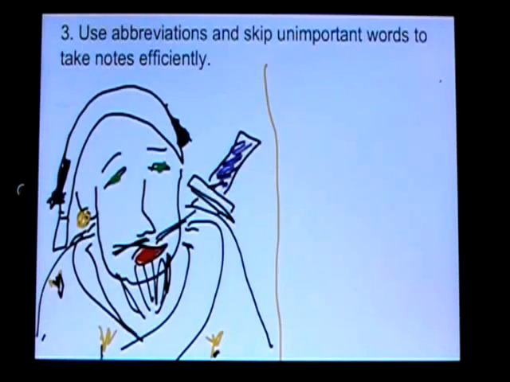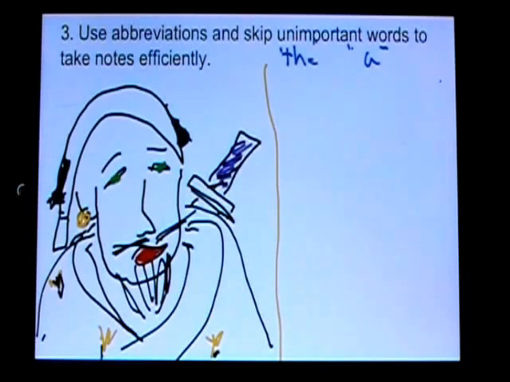Point 3. Use abbreviations and skip unimportant words to take notes efficiently. Only record keywords that get the idea of the point made. Skip words like the and, these words are not necessary. Write only words that substantiate the main idea.